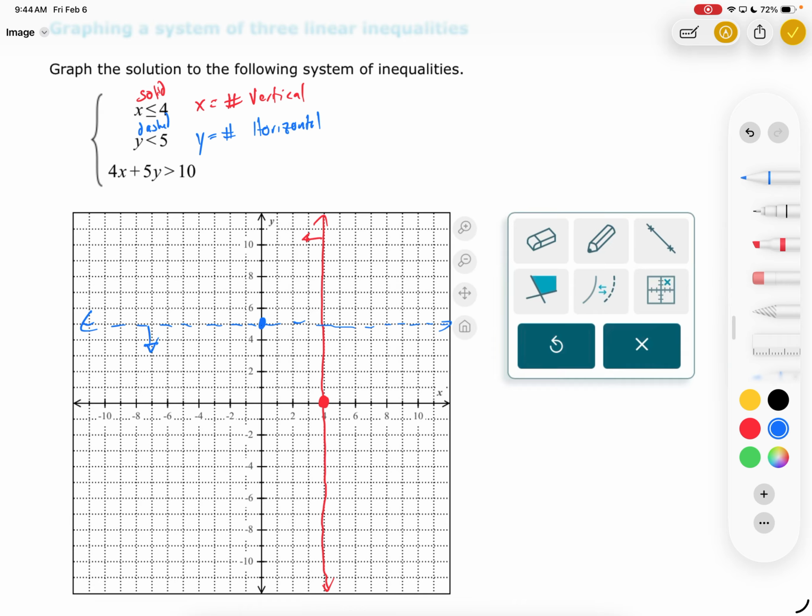So if I were going to shade this answer right now, I have to be to the left of the red line and less than the black or blue line. So my answer would be in this area right here, okay, to the left and below. But we got one more to do.